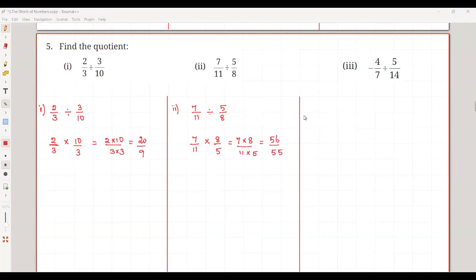Now third question, question number 3. It's given minus 4 by 7 divided by 5 by 14. Keep minus 4 by 7, change, flip, 14 by 5. Here 7 and 14 get cancelled. 1 sevens are 7, 2 sevens are 14. Now the balance is minus 4 into 2 divided by 5. 4 twos are 8. So minus 8 by 5 is the answer.